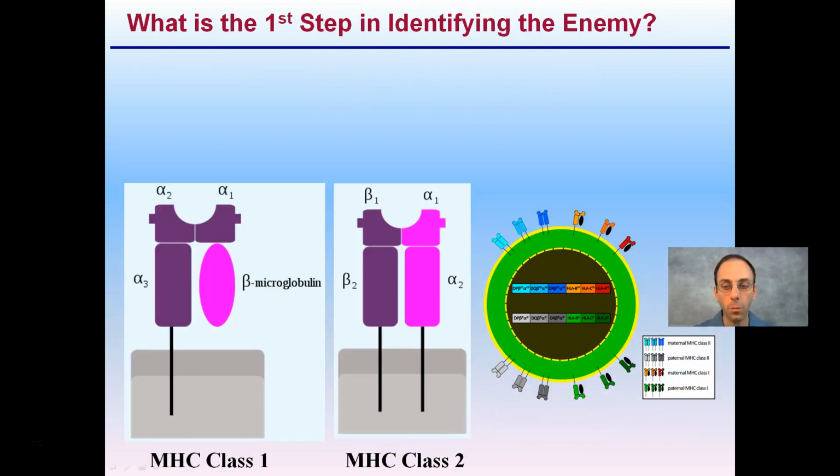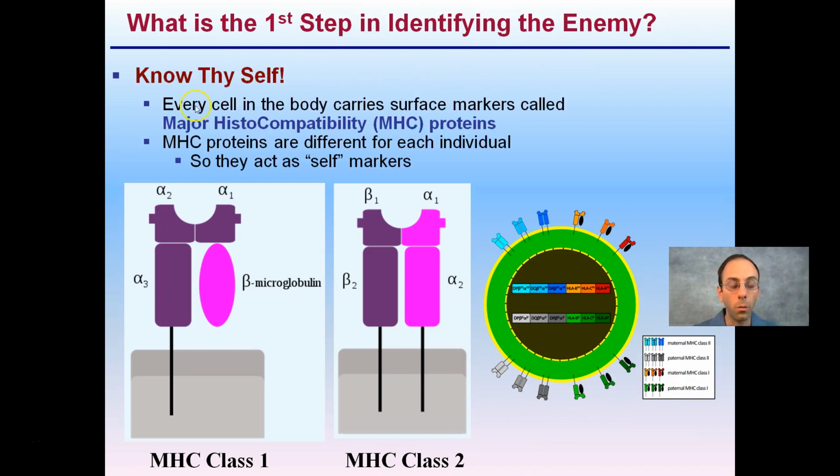So what's our first kind of process here? Well, we have to recognize our own cells, and every cell in the body carries surface markers. Those surface markers are called MHC proteins, specifically Major Histocompatibility proteins. These MHC proteins are different for each individual, and they act as self-markers. Class 1 has basically one binding site, and class 2 has 2 binding sites.